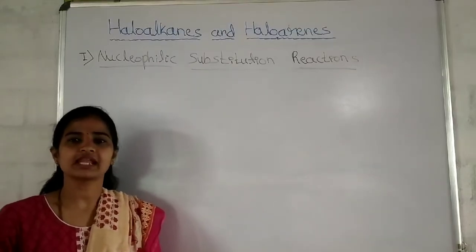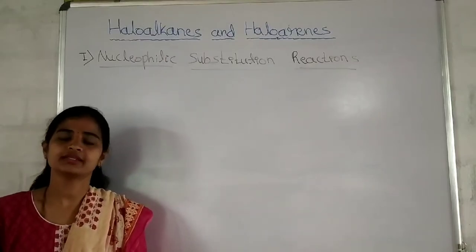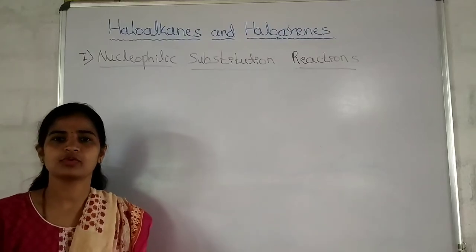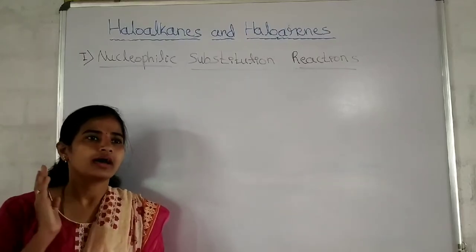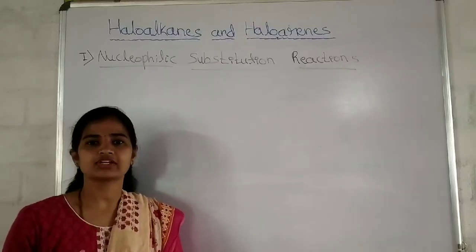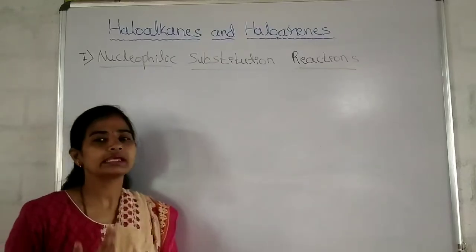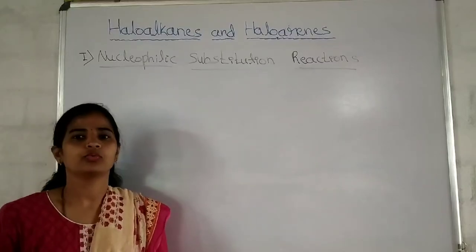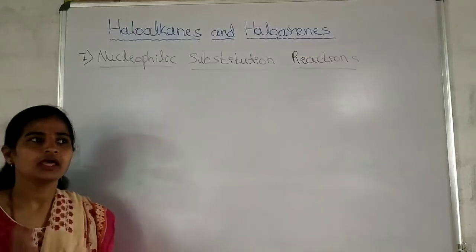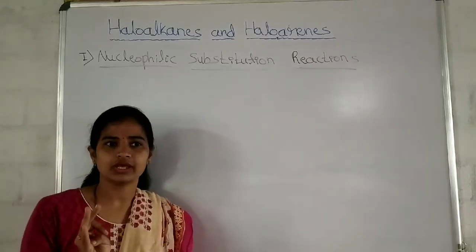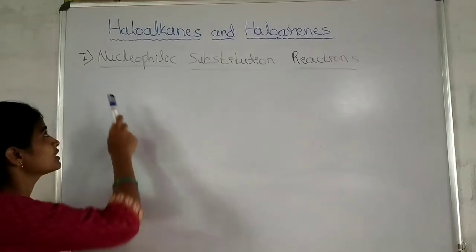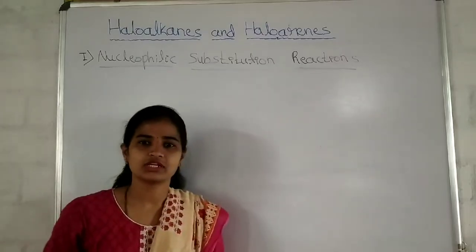In the previous class we completed the discussion of the physical properties, and today we have to discuss the chemical properties. As we have discussed already, there are three types of reactions which haloalkanes and haloarenes can undergo. What are those three types? Nucleophilic substitution reaction, elimination reaction, and reaction with the metals. Today we will concentrate on nucleophilic substitution reaction.